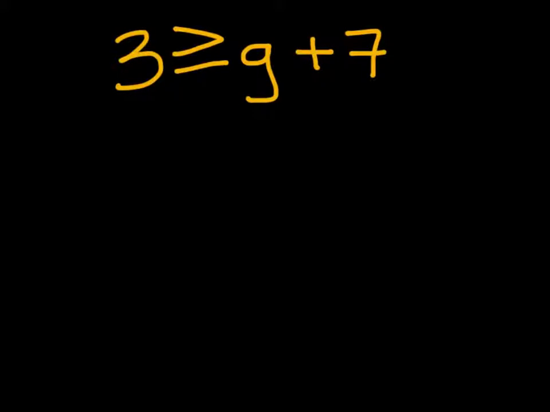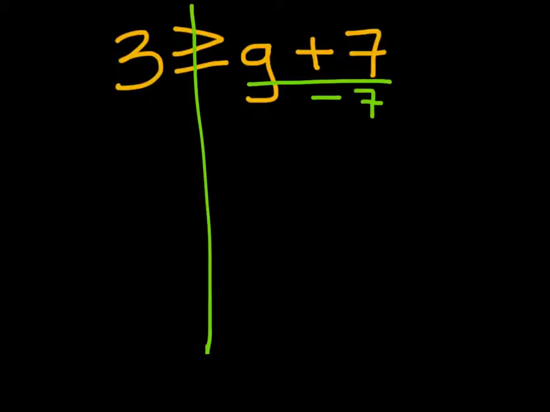Let's do a couple more problems. So we have 3 is greater than or equal to g plus 7. First step, let's ignore that inequality and pretend it's a normal equation. What we can do is focus on that g plus 7. How do I undo that plus 7? I could subtract 7. That is our inverse operation. So 3 minus 7 is negative 4, and that is greater than or equal to g. So g has to be a number less than or equal to negative 4.